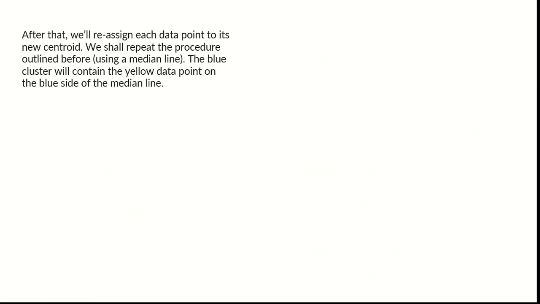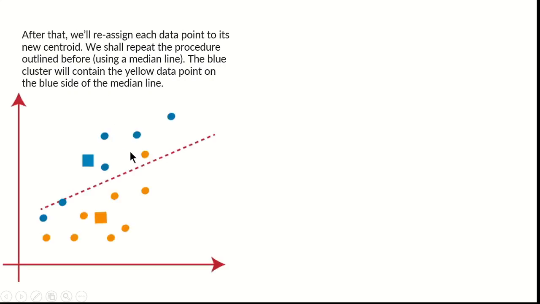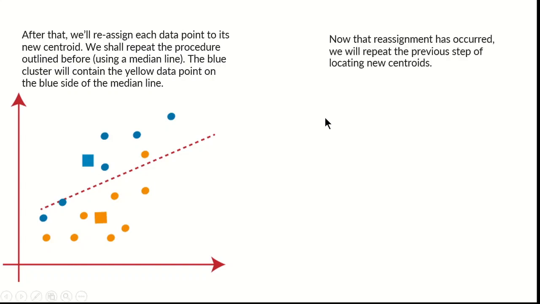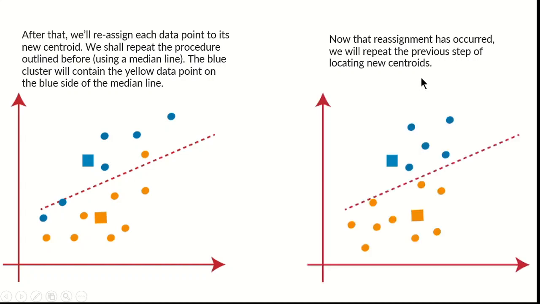And its representation is like this. After that, we will reassign each data point to its new centroid. We shall repeat the procedure outlined before using a median line and the cluster. So it's like this. The centroid was here. This square shape is the centroid, and this is the centroid. After adding each data point, we change the centroid. The reassignment has occurred. We will repeat the previous step.